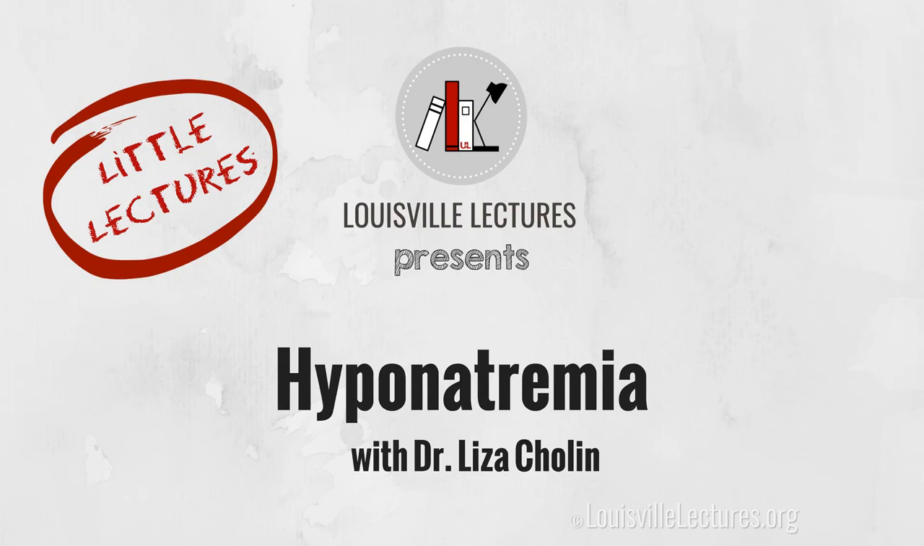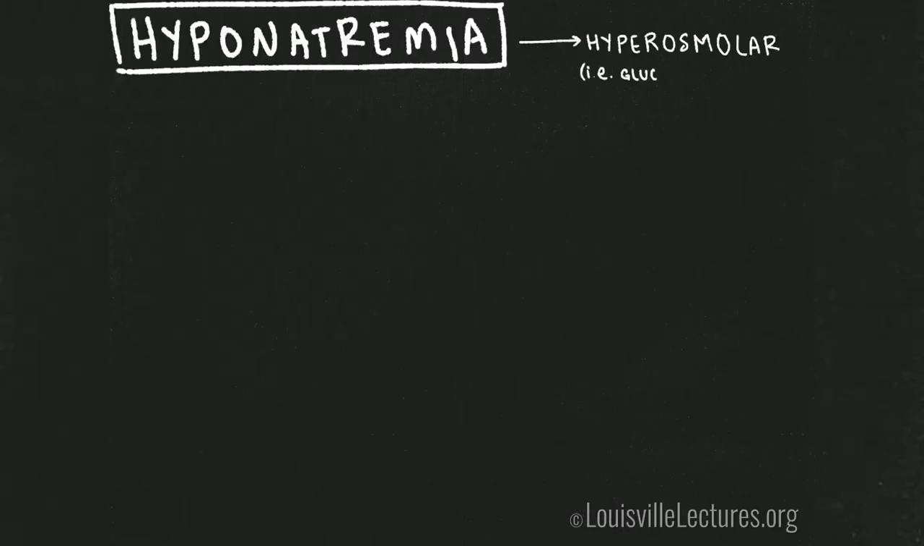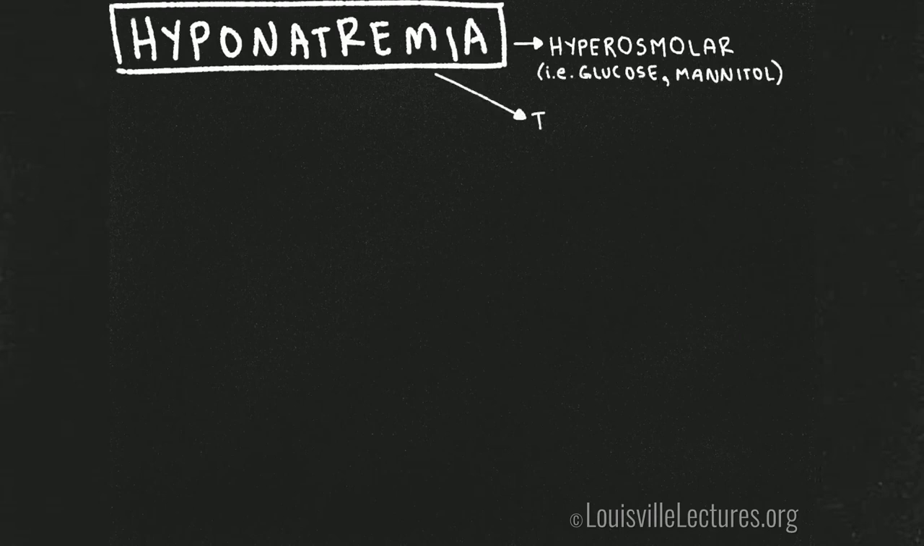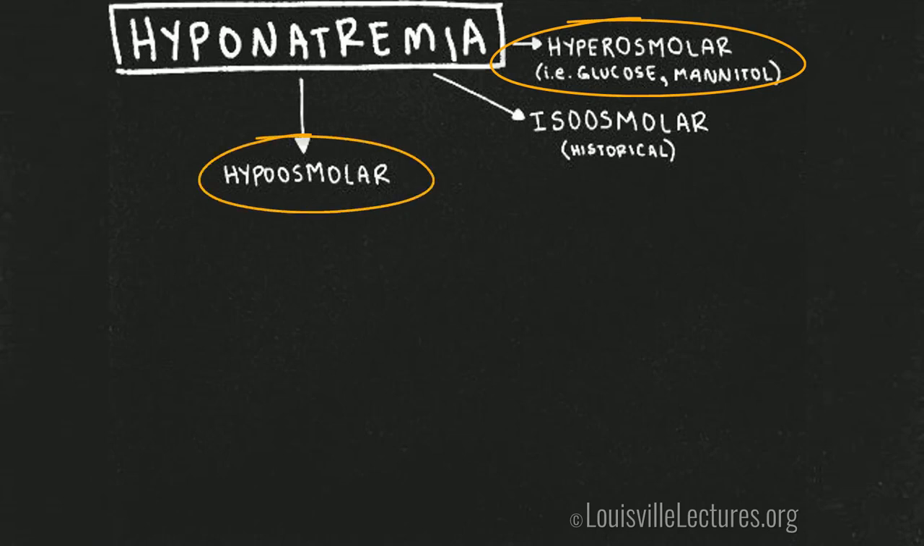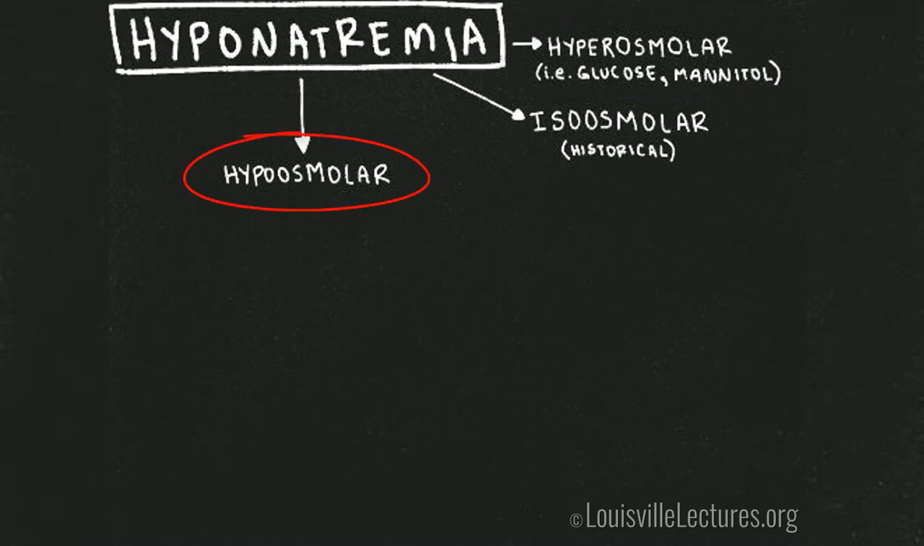So to start off, there are three basic categories that you need to be aware of when you're evaluating a patient with low sodium. The first is hyperosmolar, then we have isoosmolar, and then lastly we have hypoosmolar. Predominantly we're going to talk about hypoosmolar because that's what you're going to see when patients come into the hospital, but we're going to touch base real quick on hyperosmolar and isoosmolar as well, just so you're aware.